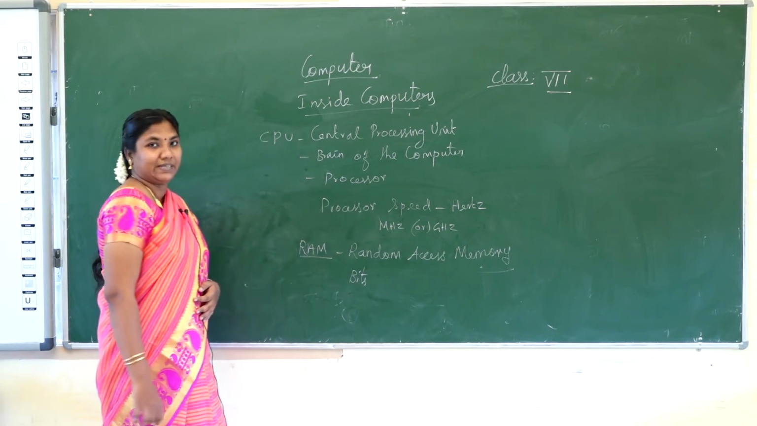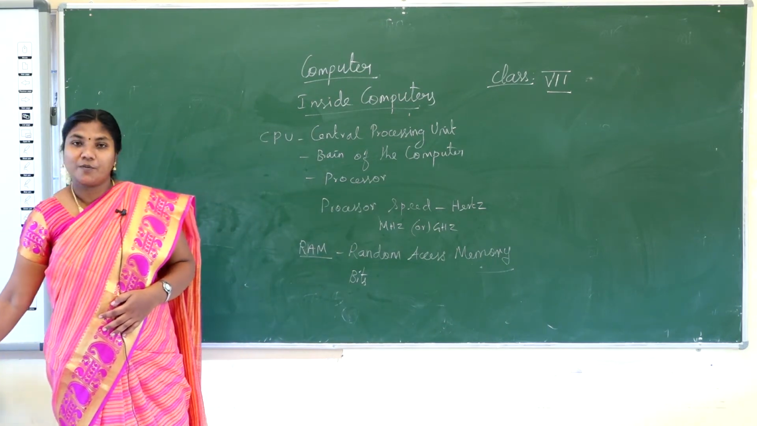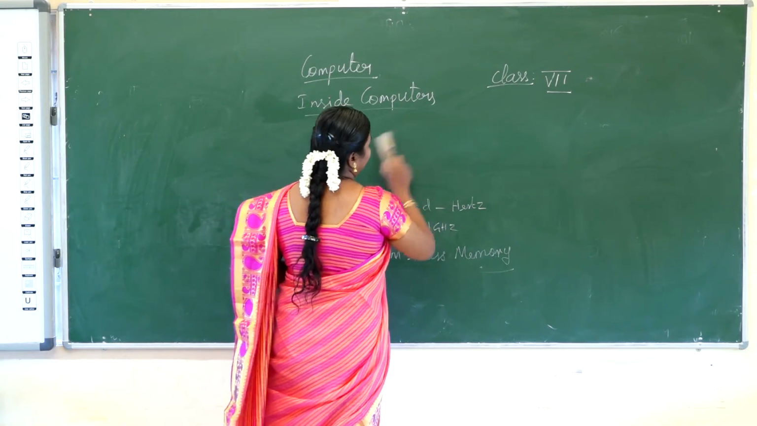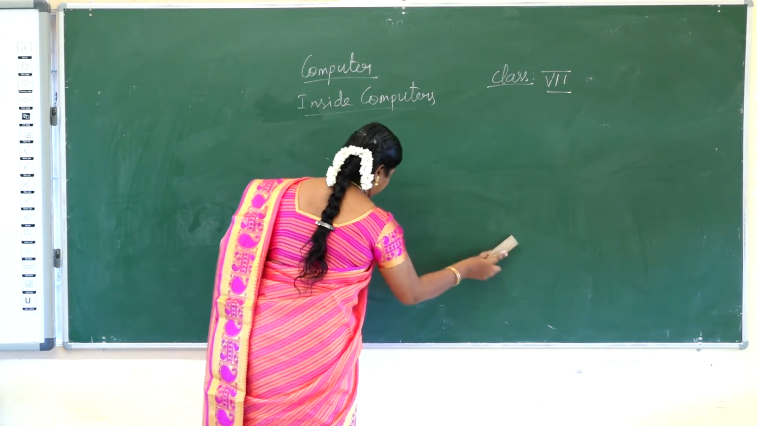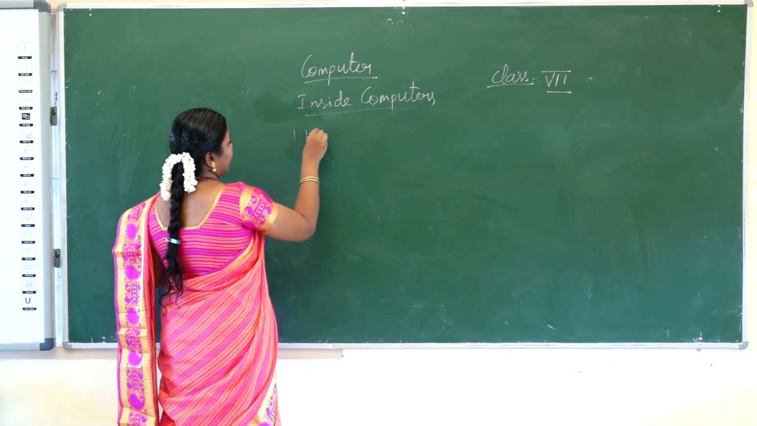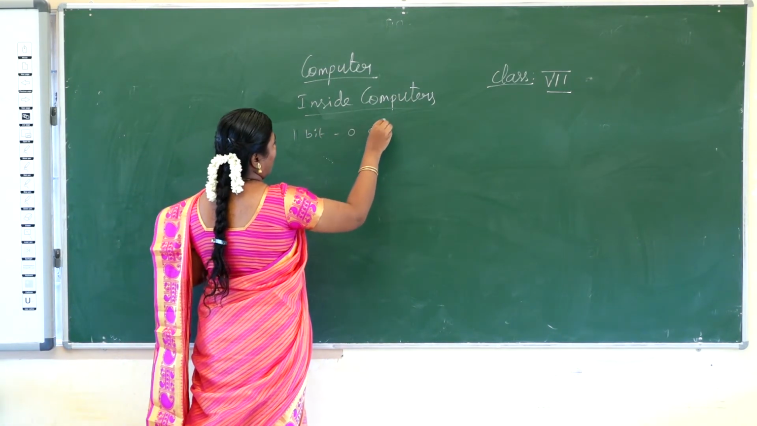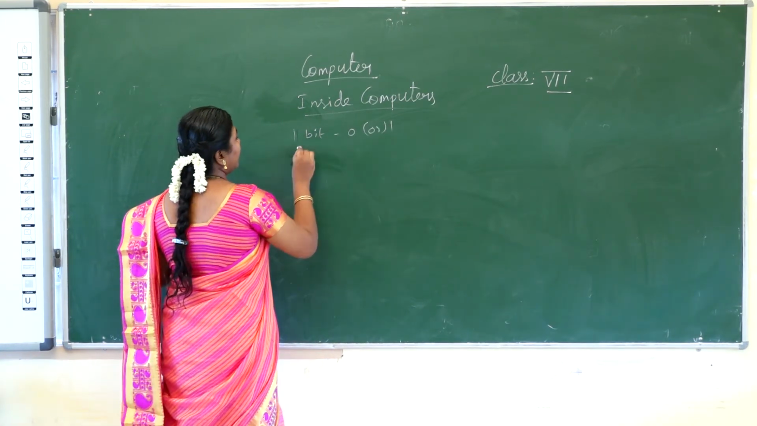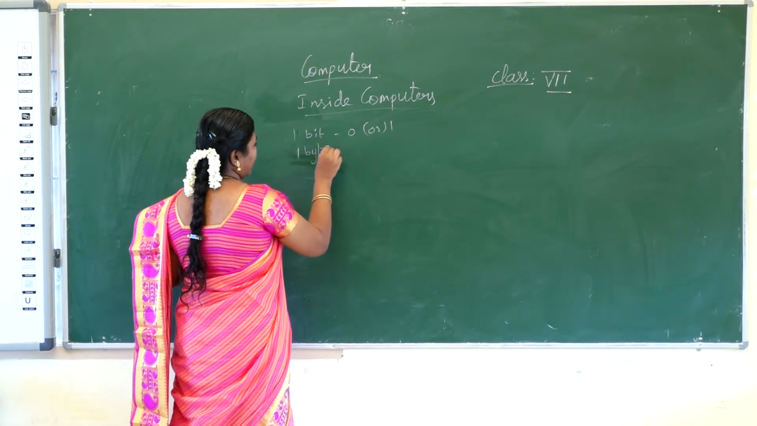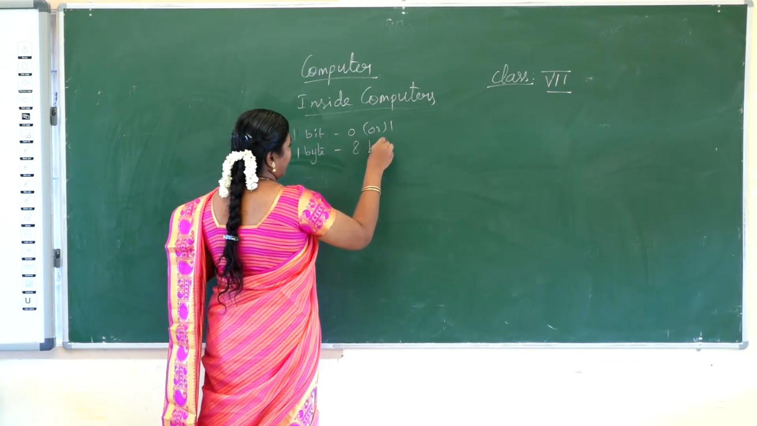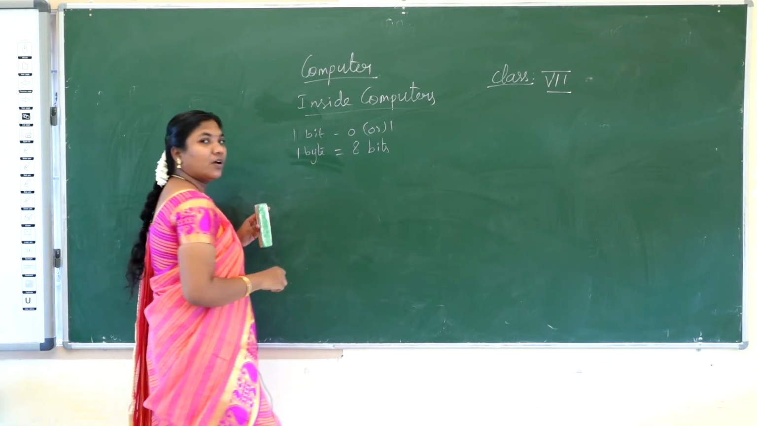What do you mean by bit? A bit is the unit of measuring the memory. So 1 bit is 0 or 1. It has either the value 0 or the value 1. Next comes 1 byte. How many bits constitute 1 byte? 8 bits. So 1 byte is equal to 8 bits.